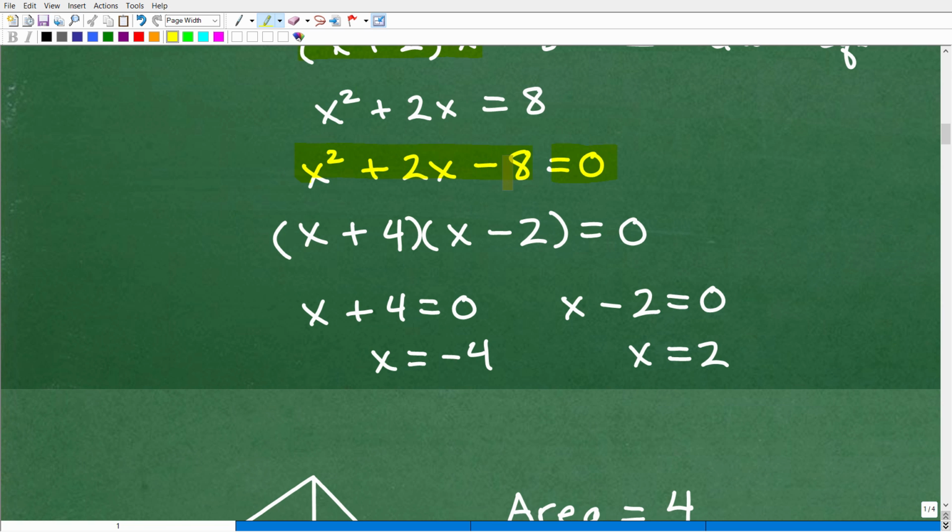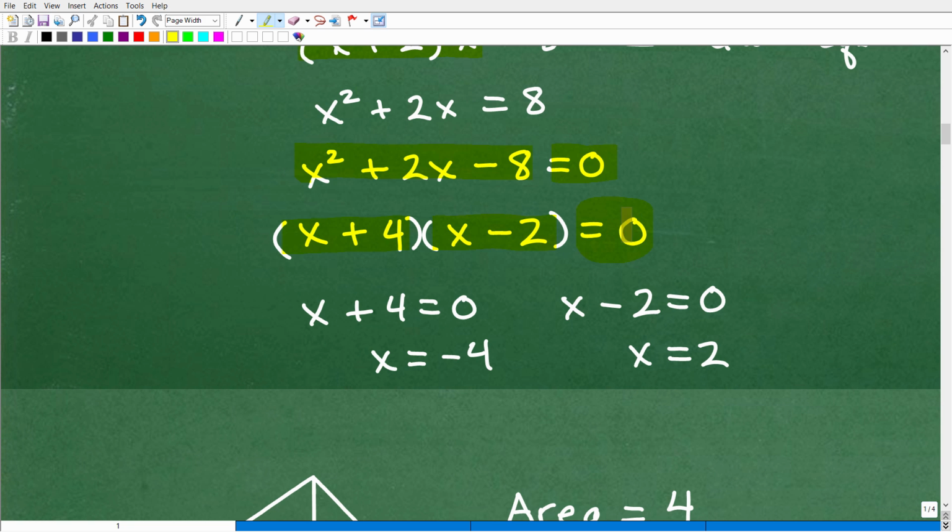This is factorable. Okay, so hopefully you know how to factor. If you don't know how to factor, you need to immediately improve your factoring skills or you're going to have a tough time passing algebra. So just make a mental note there. But x squared plus 2x minus 8, we can factor as x plus 4 times x minus 2.